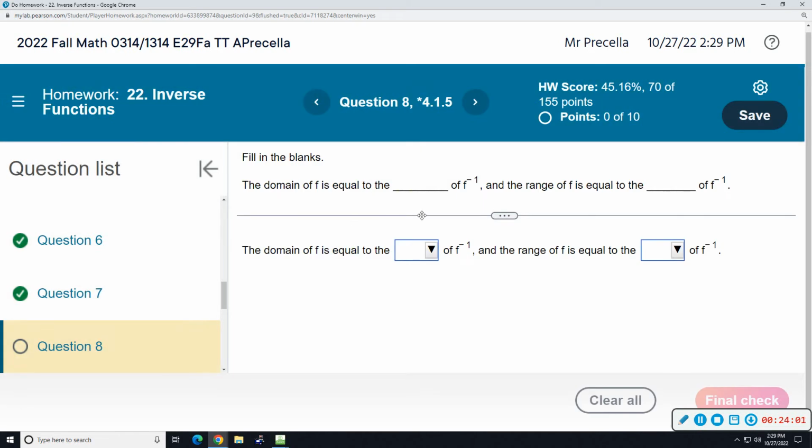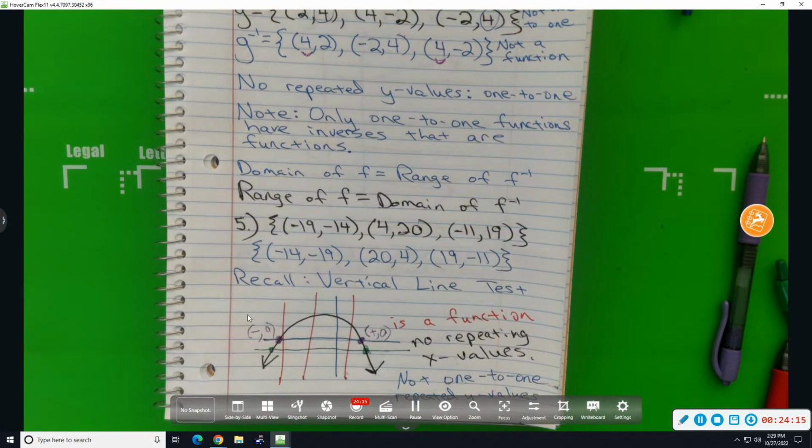Okay. This goes back to something we were talking about earlier. The domain of F is equal to the range of F inverse. Okay, the range of F is equal to the domain of F inverse.